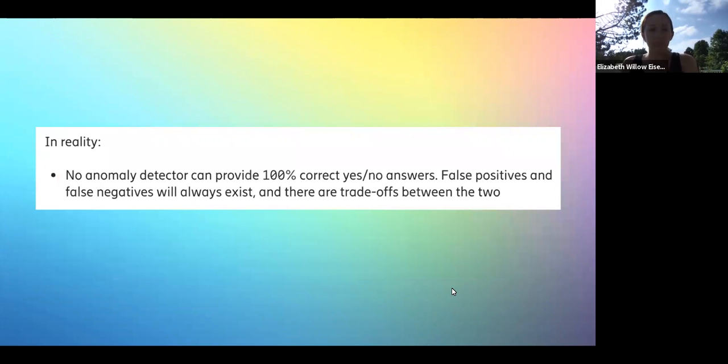In reality, no anomaly detector provides 100% yes or no answers. It's not 100% of the time going to say, this is an anomaly, this is the problem. There are always false positives and false negatives, and there are trade-offs between them. This is just like what we've been learning, where we have a hypothesis and we're testing it. Here the hypothesis would be, is this an anomaly? It's a little bit different, an extension of what we've learned in class, but it's using a lot of the same tools that we've used.